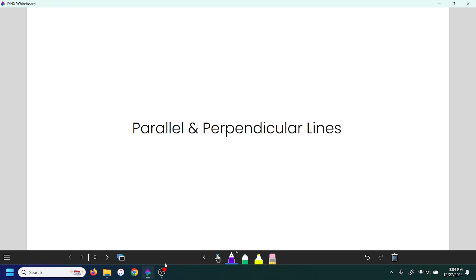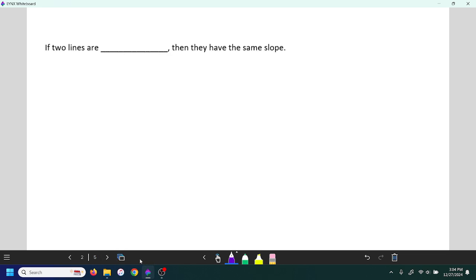In this video, we're going to discuss parallel and perpendicular lines. So two lines are parallel if they have the same slope. And remember that slope measures steepness, so these lines essentially have the same steepness.